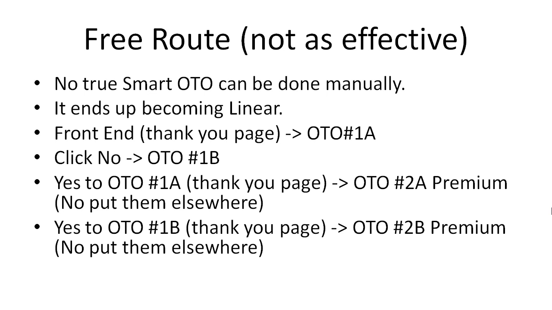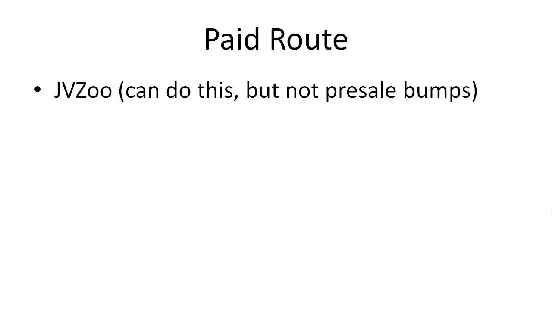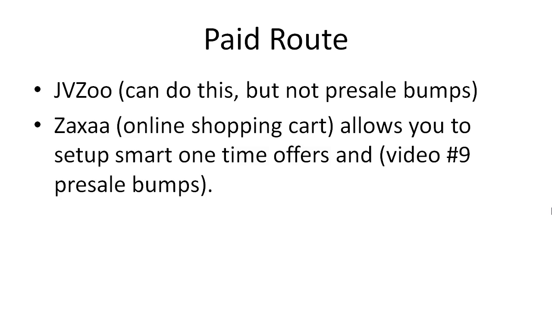Now let's talk about the paid routes. Now, if you're trying to do this on a budget, I will show you how to do this on a budget. JVZoo can do this, but they can't really do pre-sale bumps, which I'm going to talk about in video number 9. And another site, another online shopping cart is called Zaxa. Zaxa allows you to set up smart one-time offers and also pre-sale or profit checkout bumps, which I'm going to show you in video number 9.